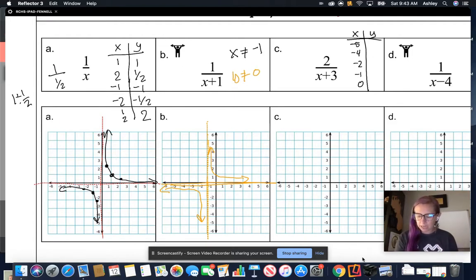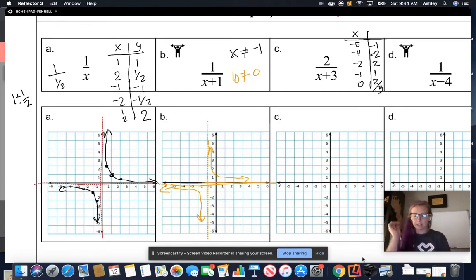So if I plug in -5, -5 plus 3 is -2, 2 divided by -2 is -1. Oops, I'm in my eraser, there we go, -1. All right, if I plug in -4, -4 plus 3 is -1, 2 divided by -1 is -2. Okay, -2 plus 3 is 1. 2 divided by 1 is 2. -1 plus 3 is 2. 2 divided by 2 is 1. And 0 would be 2/3. 2 divided by 3, right?